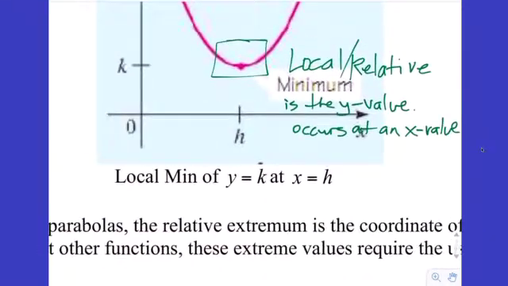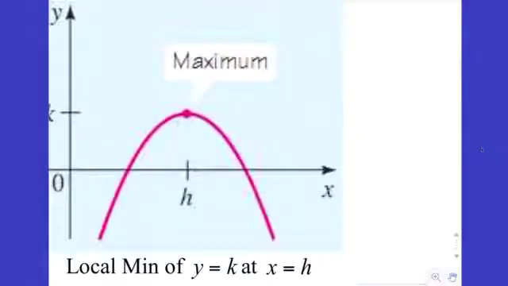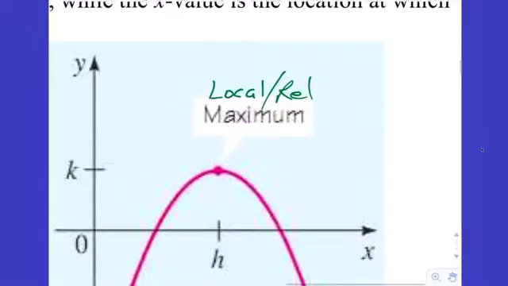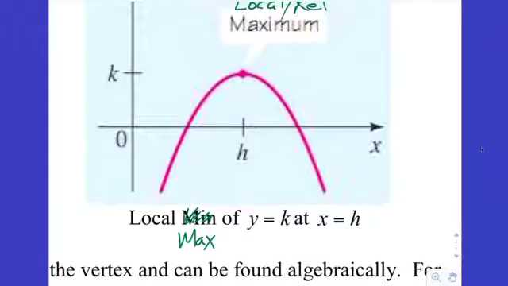So here's what we would say. We say that this graph has a local minimum of y equals k. It's the k value, that's the minimum, and it occurs at x equals h. The minimum value is the y value. Similarly here, we have a local maximum, also called a relative maximum, and there's a misprint right here. It says local min. Scratch that out. Call that a max. You can abbreviate minimums and maximums as min and max. That one is a local maximum, again, of y equals k at x equals h.